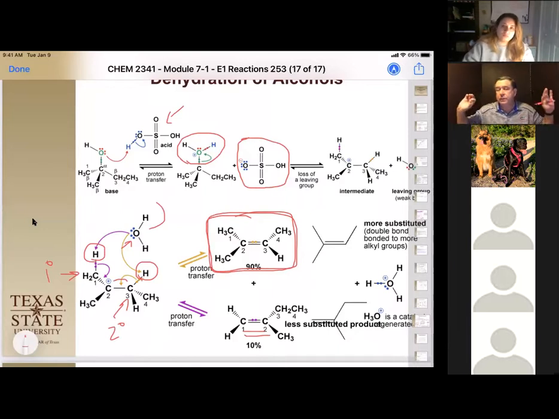So do we understand what our E1 elimination is? Do we understand that we're always going to try to form the more substituted double bond? And we can control the reaction by making sure we're using a base. It can be a weak base. We're using a polar protic solvent so that we can form that carbocation. And E1 and SN1 are always in a little bit of competition with each other.